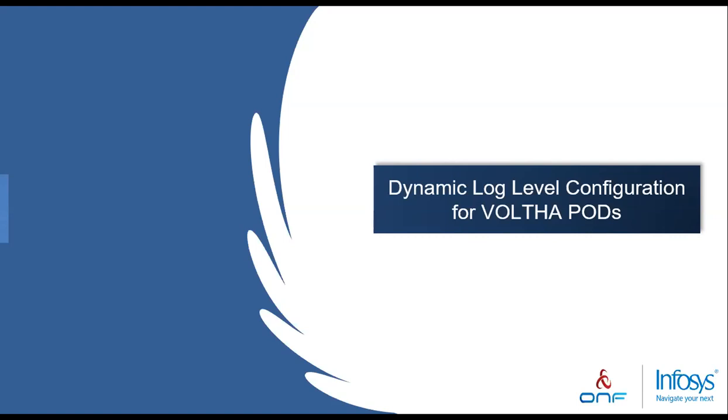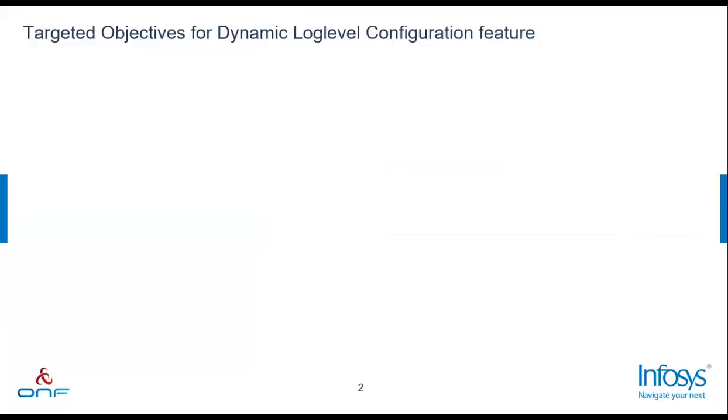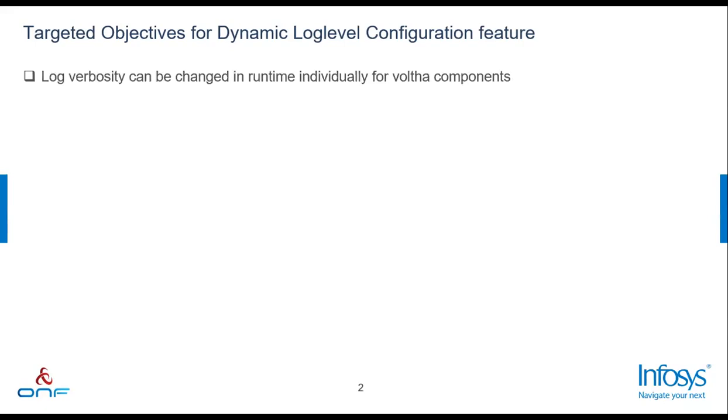When we started off, we consulted Scott and David and came up with a set of objectives for this feature. I hope you can see my screen. We wanted to allow the log verbosity of the component to change at runtime. We wanted it to persist across pod restarts, which was a limitation found when we did it through the API earlier. If the RW core restarted, the log level configuration would also go away.